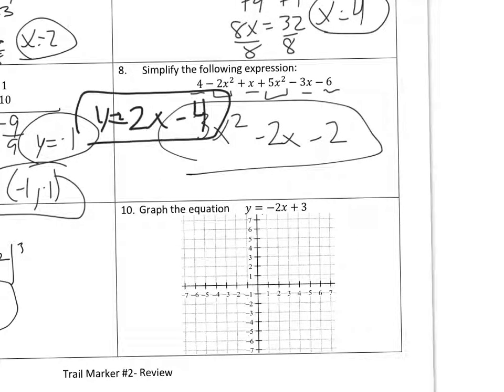Last problem, graph the equation. Start with the y-intercept, which is 3 on the y-axis. And then the slope is negative 2, but remember we want to write it as a fraction. So I'm going to go down 2 to the right one, down 2 to the right one, and connect your points, and there you go.